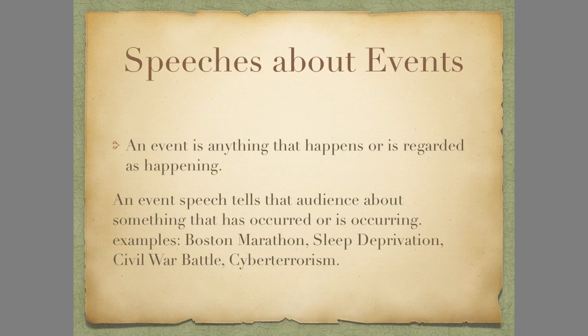Okay, the third type of speech would be a speech about an event. An event is considered to be anything that happens or is regarded as happening or has happened in the past even. Event speeches tell the audience about something that has occurred or is occurring. The Boston Marathon. Not necessarily talking about the history of the Boston Marathon, but that could be an aspect of it. But maybe going through what the steps of the Boston Marathon, how do you register, how do you get there, what's the trail, the pattern through the city going to be.